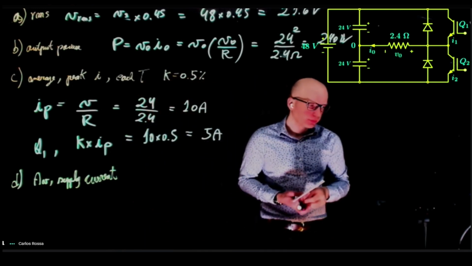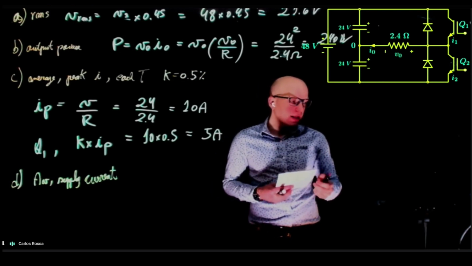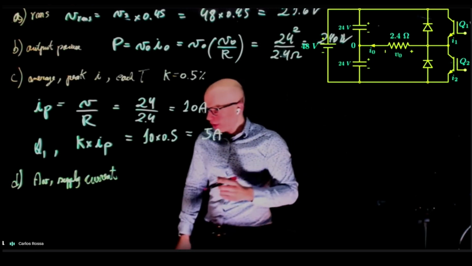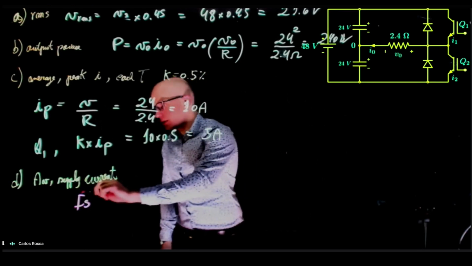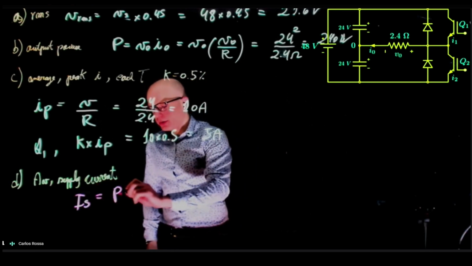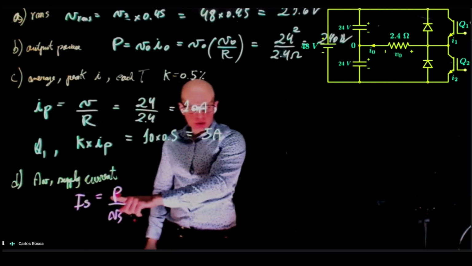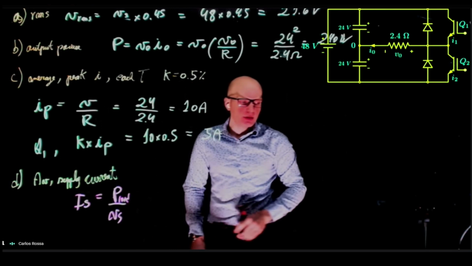0, exactly. It's either 10 or minus 10. That's 0. How do you find the average supply current? We have IS, the average supply current, is simply the power divided by VS. Power through the load divided by the voltage across the load, right?